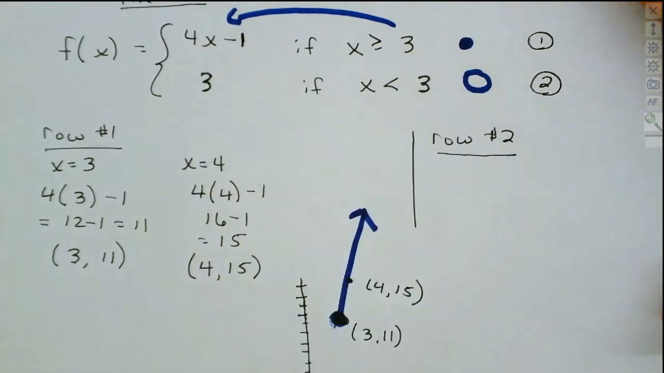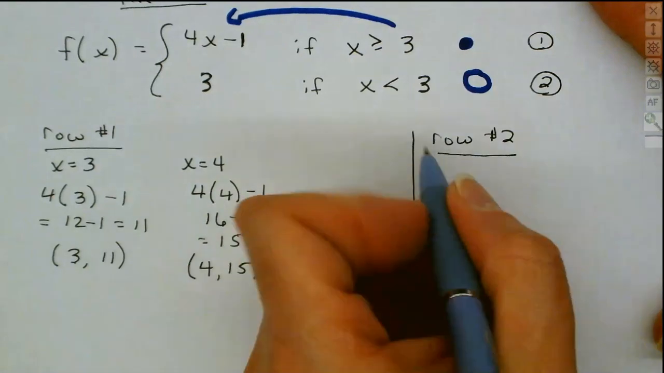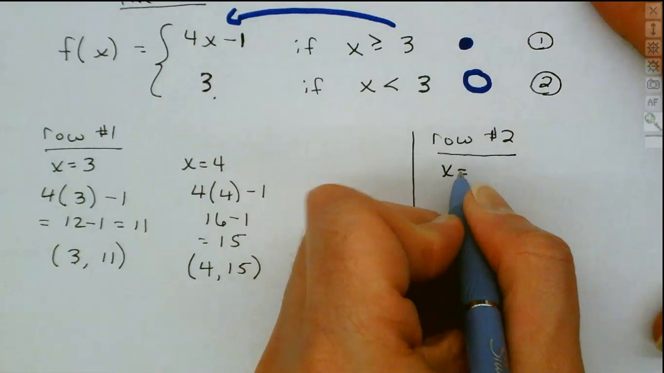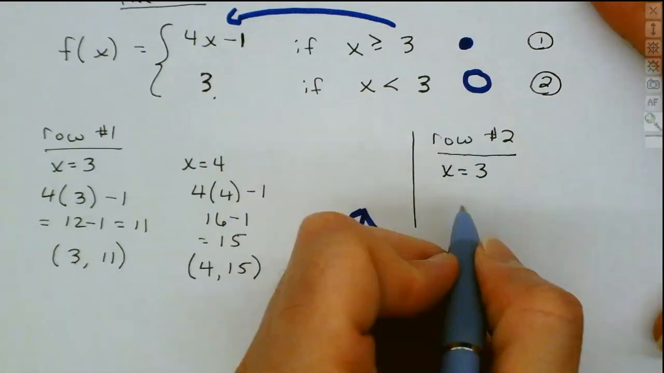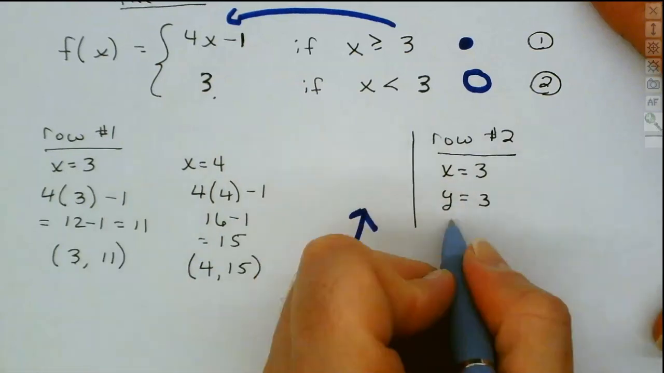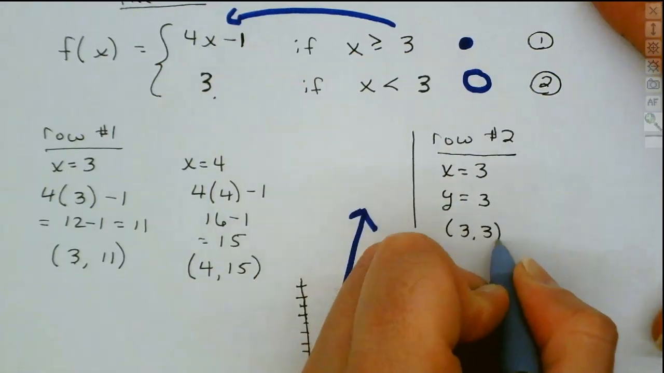Because row 2 is a constant function. So for row 2, whatever I plug in, I get out the number 3. So if I plug in 3, what do I get out? If I plug in 3, I get out 3. So my first point is (3, 3).